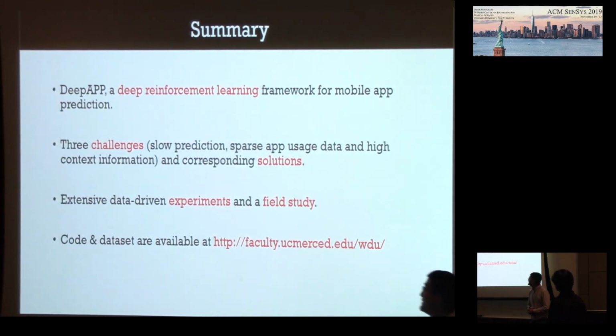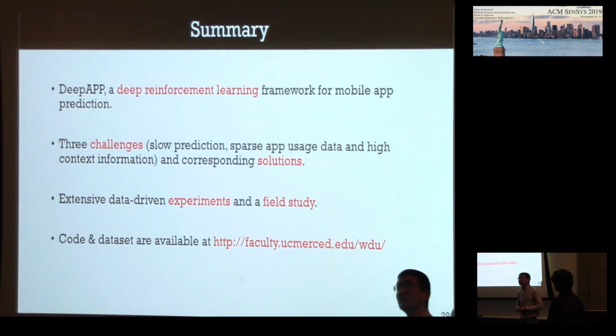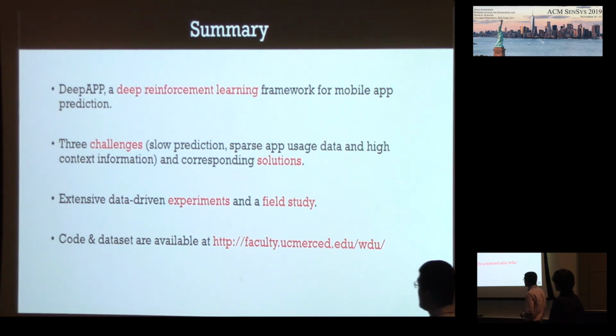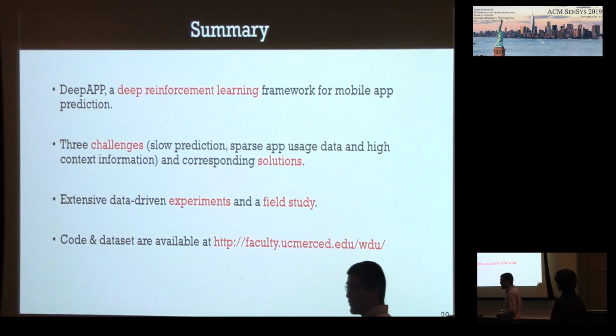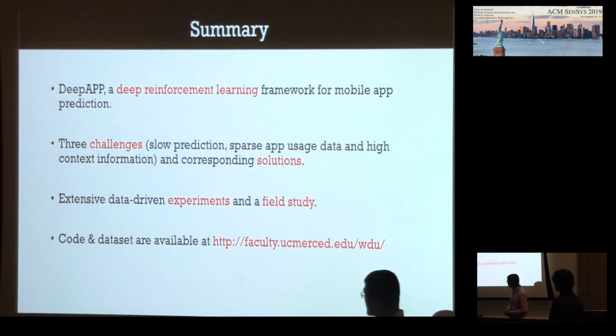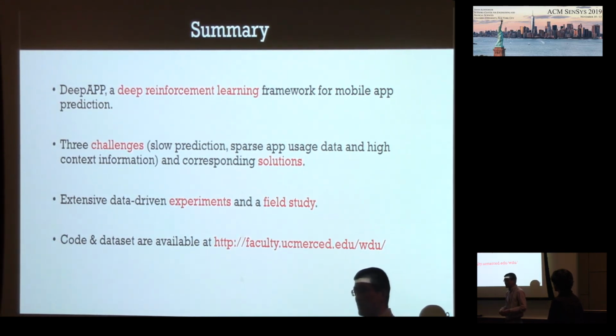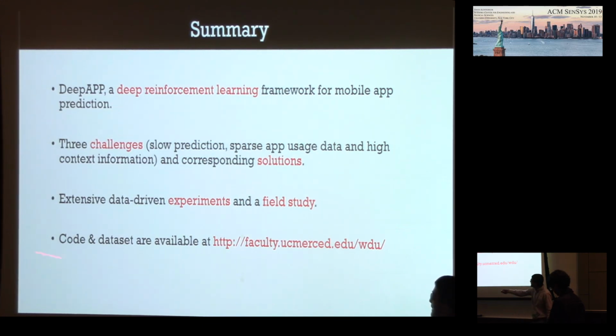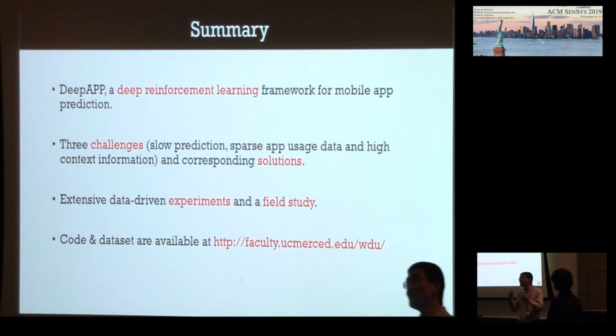Okay, in conclusion, in this work we have developed a deep reinforcement learning model for application usage prediction. There are 3 challenges if we implement the DRL system for application prediction, and we propose 3 corresponding techniques to solve these challenges, and we do the experiment in the field study. Finally, we have released the code and part of the data set.